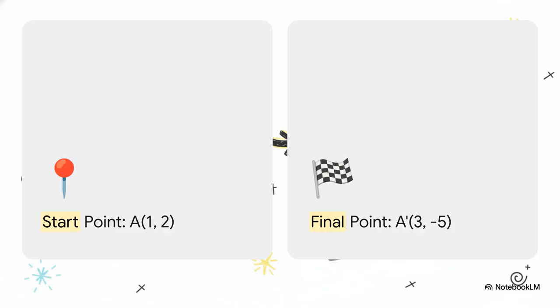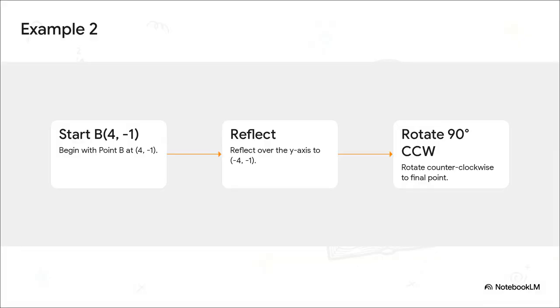And this brilliantly illustrates the total journey of point A. Over on the left, you see our starting coordinate at (1, 2). And on the right, after faithfully doing that translation and then the reflection in that exact order, we arrive at our final coordinate, A prime, at (3, negative 5). One point, two steps, a totally transformed location. Let's move to example 2 and see how this builds.